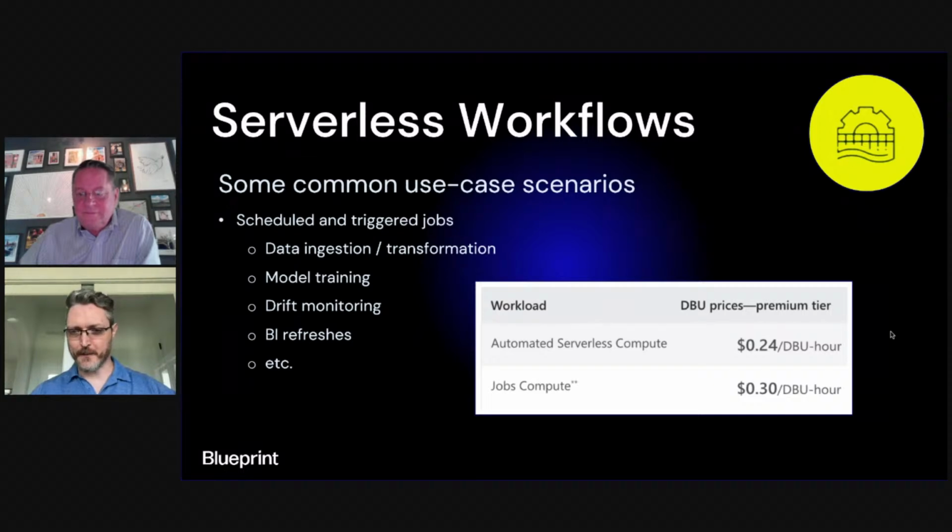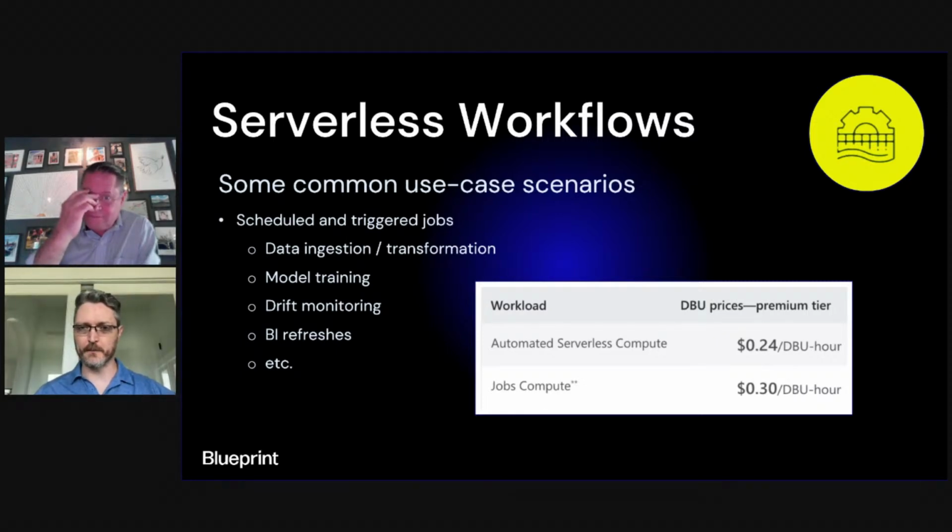And for reference here, we've got the dollars per DBU hour. The top one is what they're calling automated serverless compute, so this is jobs compute that's serverless. Classic jobs compute is below it. A very interesting thing to point out here is that serverless right now is cheaper than classic jobs compute, in addition to all the other benefits it has. So this is really significant.